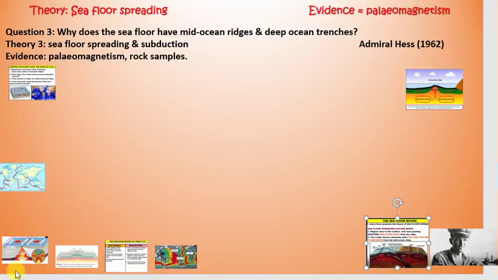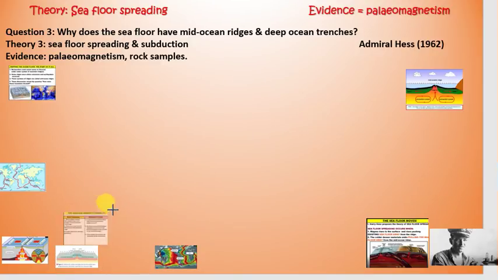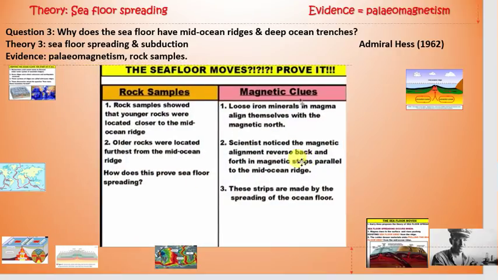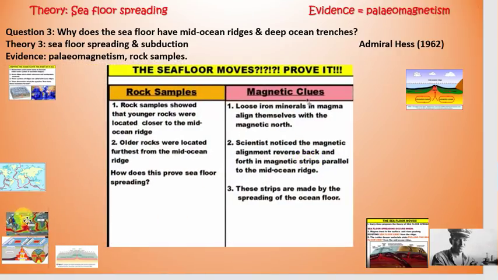Well, first of all, which one should I show first? Yeah, we'll start with the intro one. So how did they prove that the seafloor was spreading? All right, first thing is use rock samples. So you can date rocks, a range of different techniques, isotopes, carbon dating, I think, all that type of jazz.